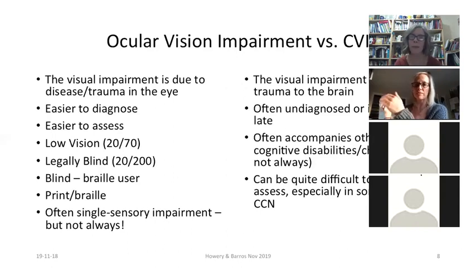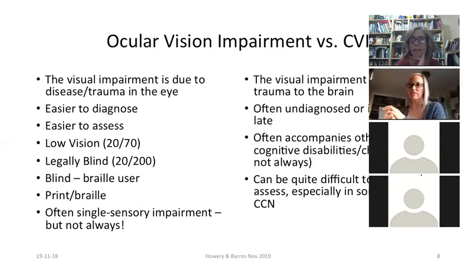Legal blindness, as I was explaining, the 20 over 70, legal blindness is even more so. So what somebody at 200 feet can see with good resolution and clarity, that person would need to be at 20 feet. Sometimes these people are considered blind. They may be using Braille for literacy. Sometimes they're using both. That's a dual media user, print and Braille. Often these kids are single sensory impairment, but not always, but more frequently than not. So this is kind of who we were really well trained to work with and teach and support.